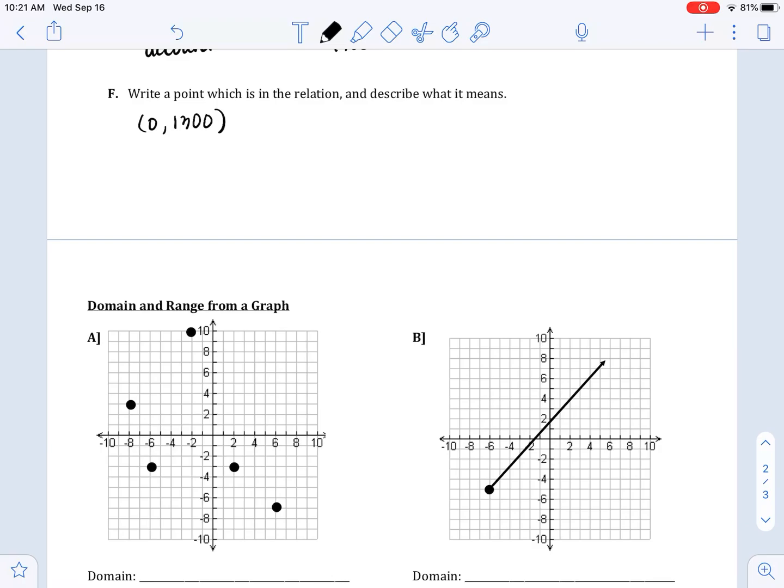So I'm going to say, what does that mean? It means after 0 weeks, he made $1,300? Absolutely not. That makes no sense, right? So 0 is the start. So I'm going to say he started with $1,300.